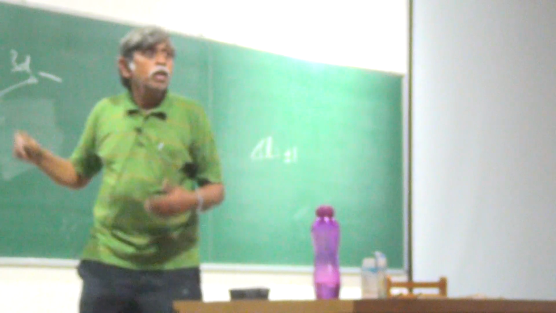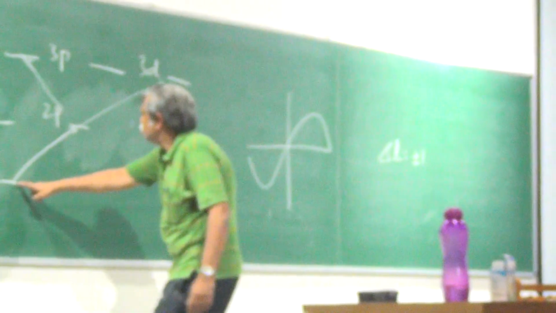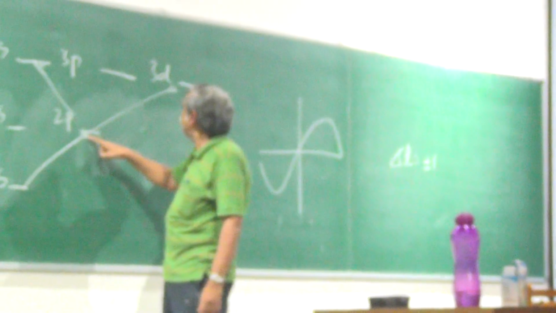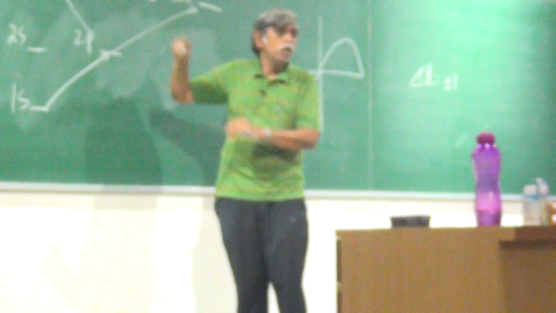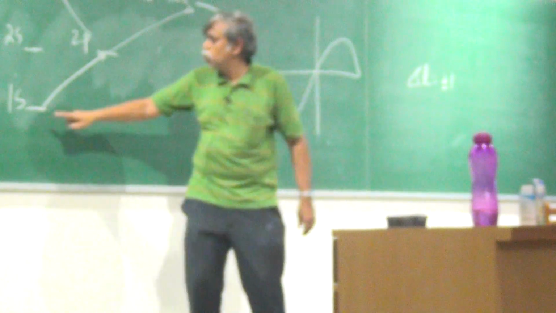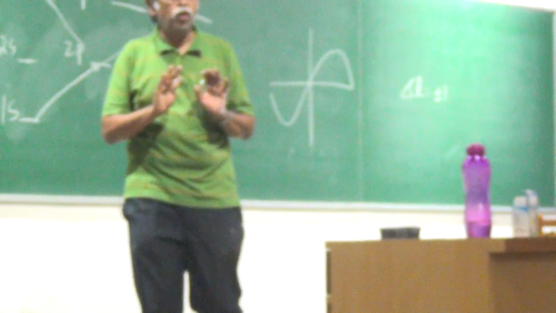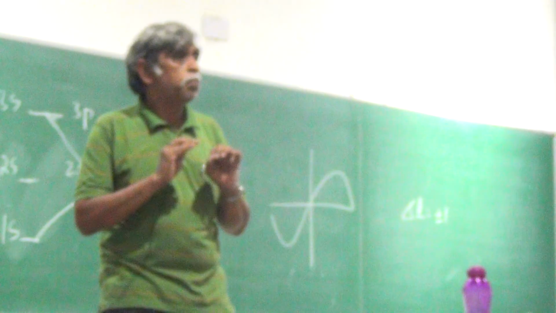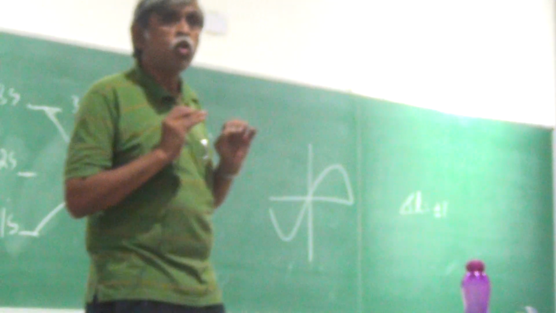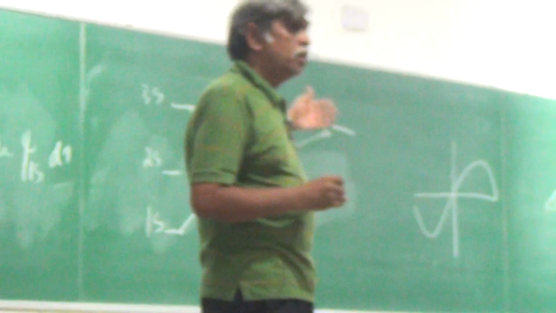It doesn't work. That's the reason why 1s goes to 2p, 2p goes to 3s, 2p can go to 3d, and so on. You don't have a situation in which 1s goes to 2s, or 2p goes to 3p, and so on. You must have a delta l plus or minus 1 variation to be able to see the transitions in this sort of a system.